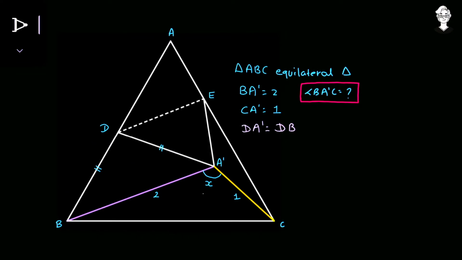Now all these things are clear. Now what we have to find is the angle BA dash C, which is present as variable x over there. So let us see the solution.